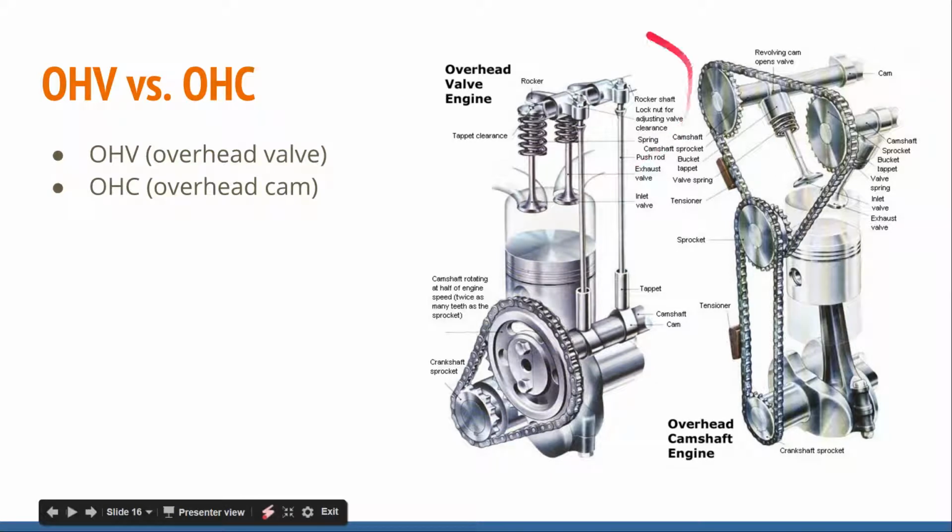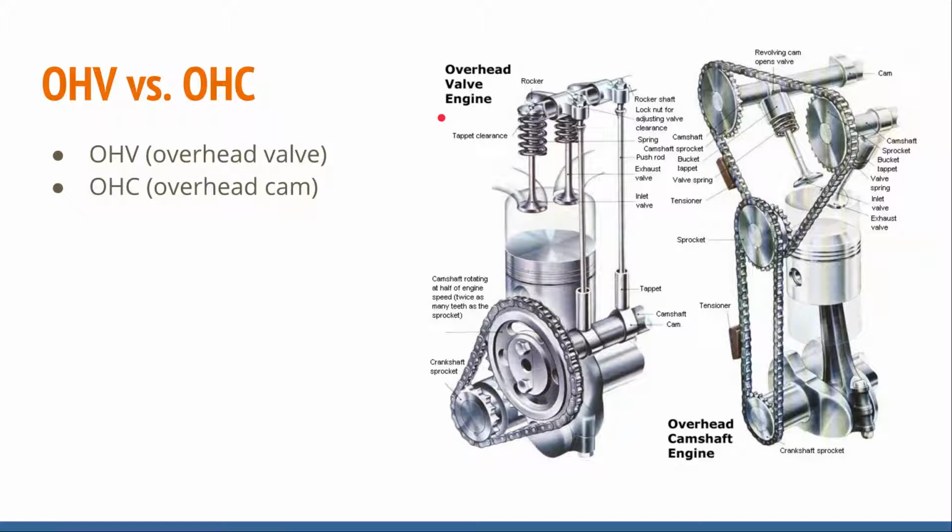Looking at the overhead valve engine here, you can see that the valve sits straight up above the piston. Overhead valve basically means that the valve opening device, in this case a rocker arm, sits directly on top of the valve, and that the camshaft sits somewhere else, below. You can see on this one the camshaft sits on the bottom. We have our tappets or our hydraulic valve adjusters here, our push rods, and finally our rocker arms.